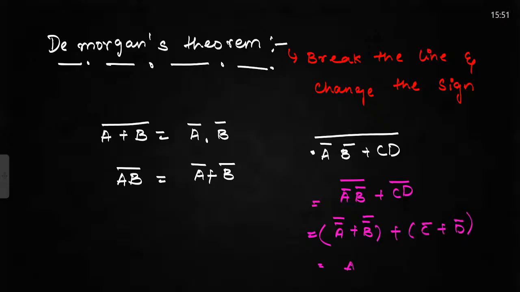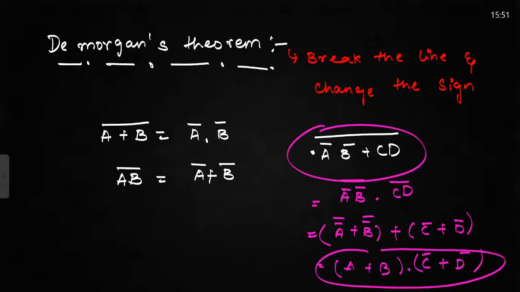Sorry, here it is not OR. Here it is C bar plus D bar. So that is your output. If I am given this one, your simplification is this one. So that is how you apply De Morgan's theorem.